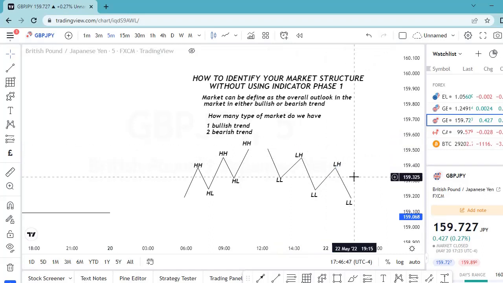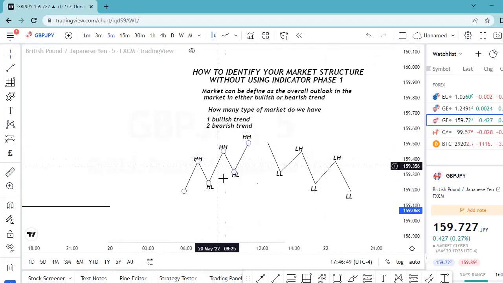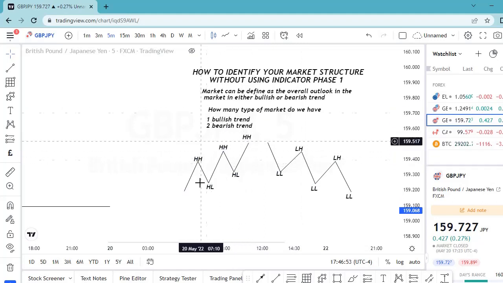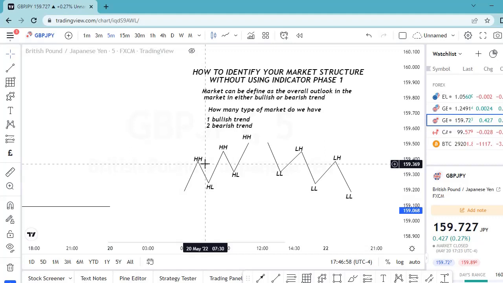This is a lower high, right? So this is what we want to be seeing immediately we open our chart, family. This is the first thing that you need to identify when looking to start planning your trade, whether you are using indicators or whether you trade smart money concept.